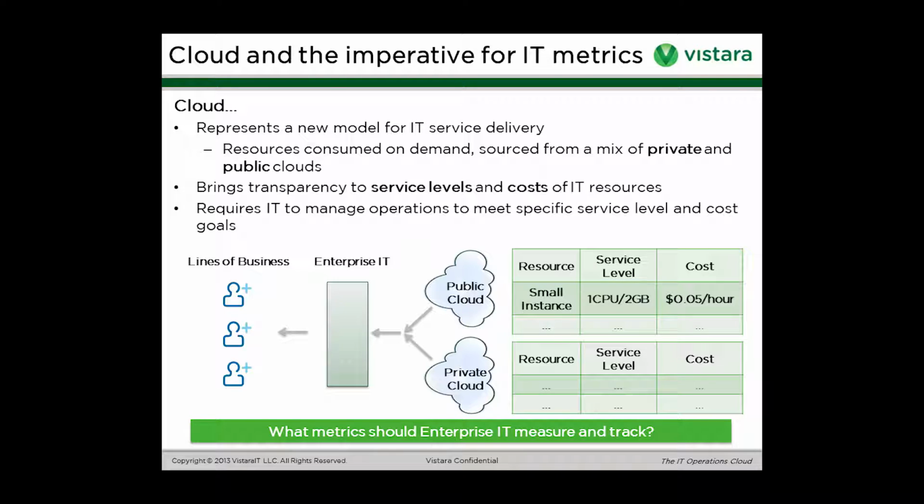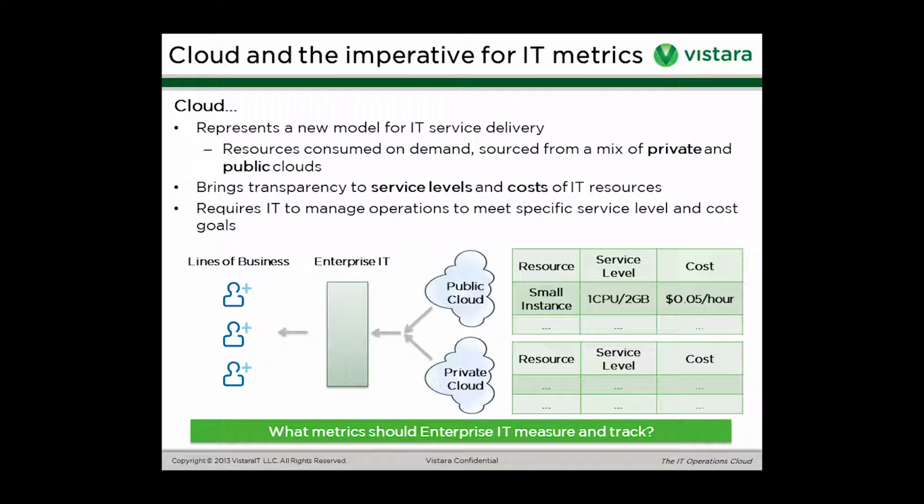So public cloud really formalizes what was more of an informal relationship in terms of service levels delivered and the costs that are paid by the lines of business to IT. And so enterprise IT now is forced to look at, measure and track the service levels that they're delivering relative to the cost that the business is investing in internal IT, because the public cloud sets a benchmark, so to speak. So that really is the motivation for this.